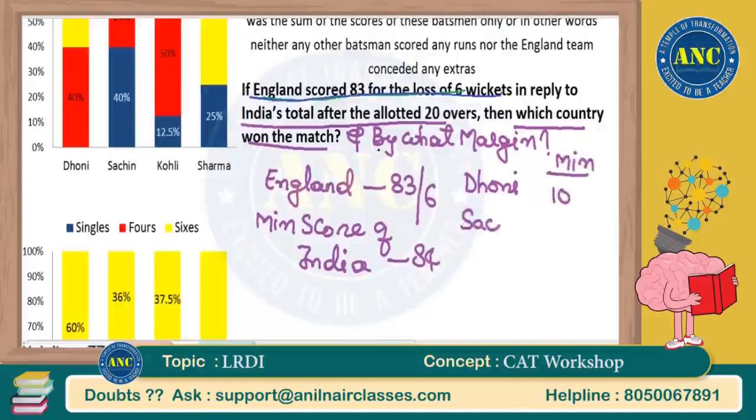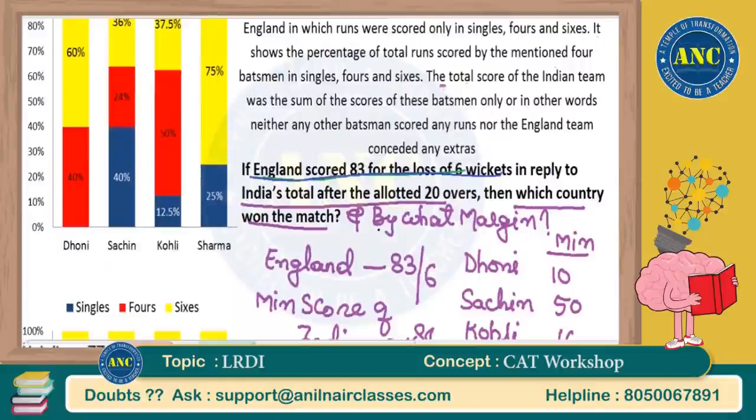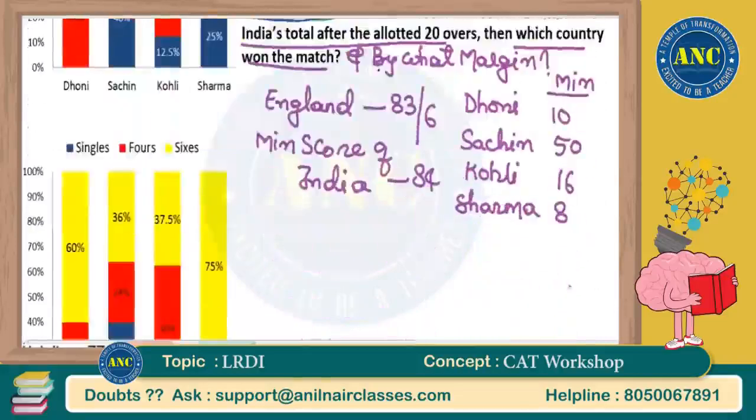Sachin, I got it as 50. Kohli, I got it as 16. And Sharma, I got it as 8. It is given in the question that the total score of the Indian team was the sum of the scores of these batsmen only. So the minimum score of India is the sum of the scores of these 4 batsmen, which is 84.